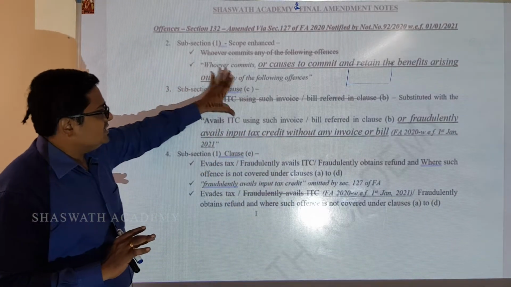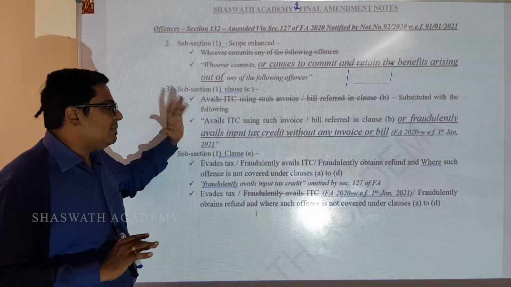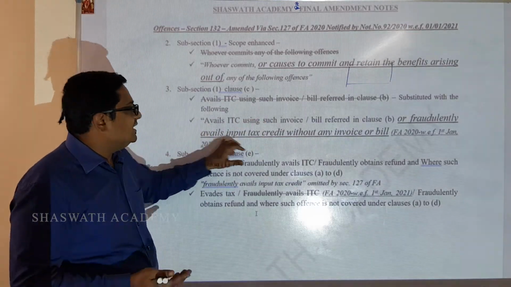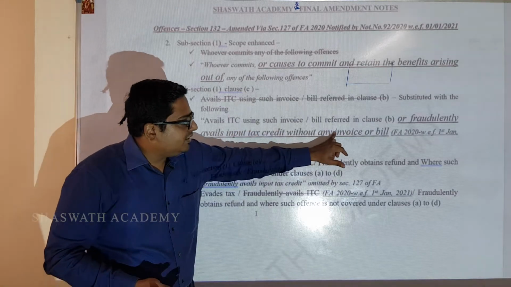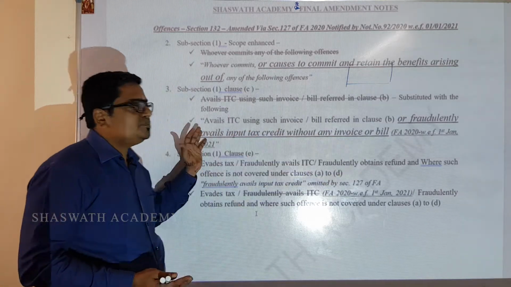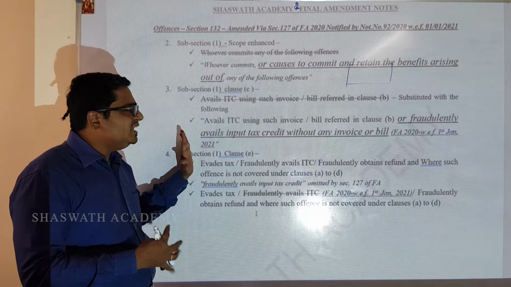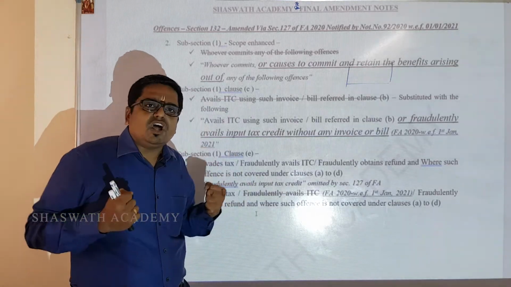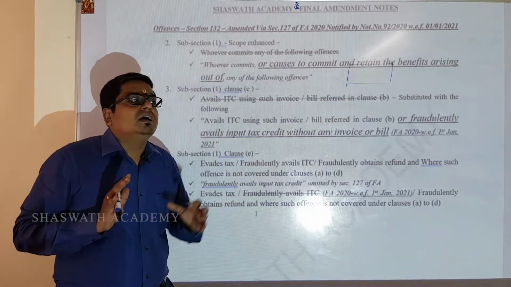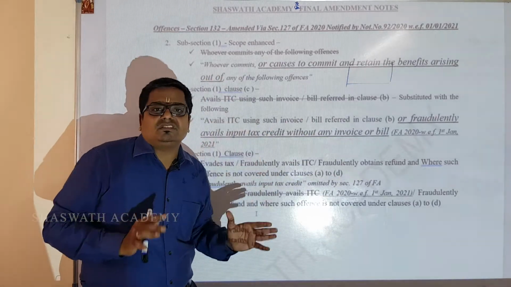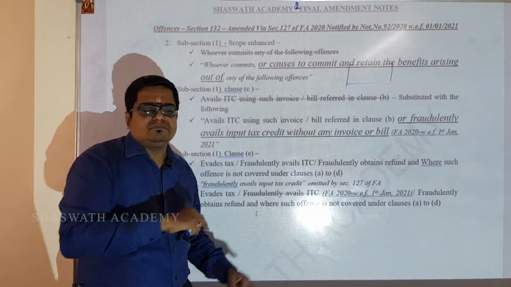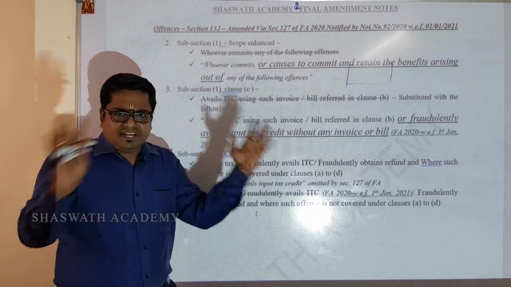In some clauses of subsection 1, there are 2 more amendments wherein they have interchanged the scope, and again fraudulently avails input tax credit with or without any invoice or bill has been added. Again, clearly you can see the intention of the lawmaker. The intention of the lawmaker is very clear. The person who commits alone should not be the sufferer. The other person should also undergo the same suffering. That's the intention. It is very clear.